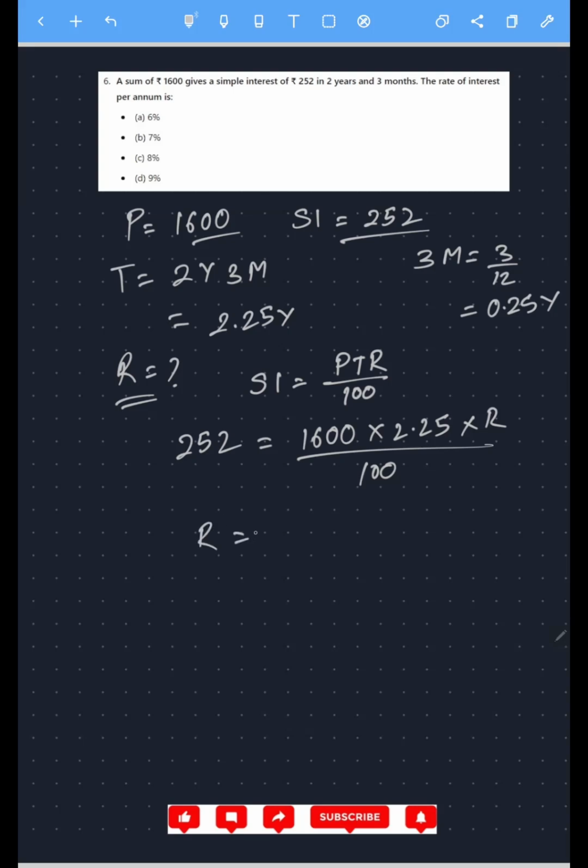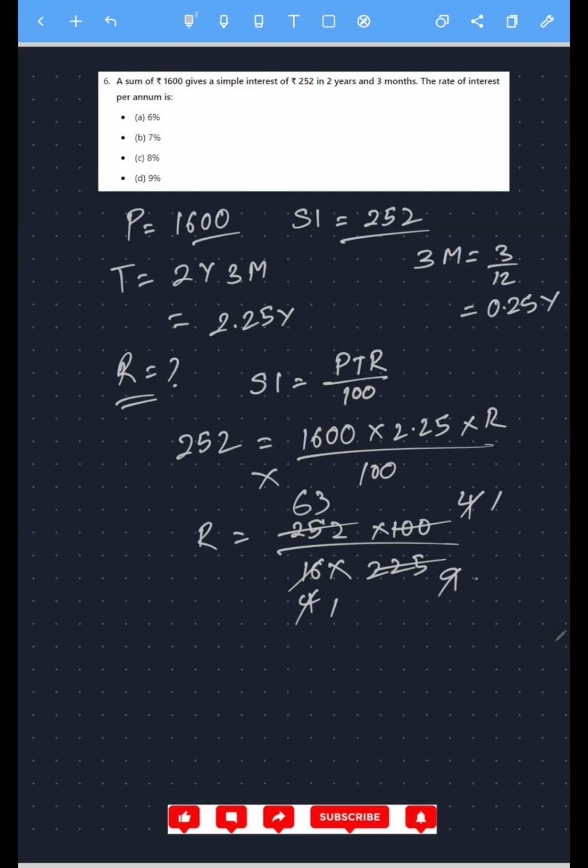So isolating R and rearranging through cross multiplication, what do we get? 252 into 100 divided by 16 into 225, because we are going to remove the two zeros with the decimals. Okay, 25 fours, 25 nines, 4 ones, 4 fours, 4 ones, 4 sixes, 1 goes here, 3 9 ones, 7. R is equal to 7%, which is your option B.